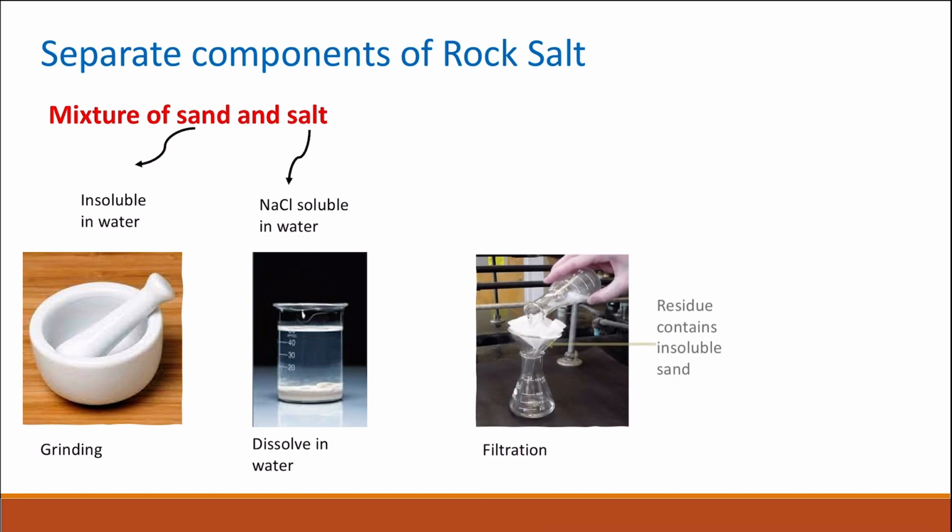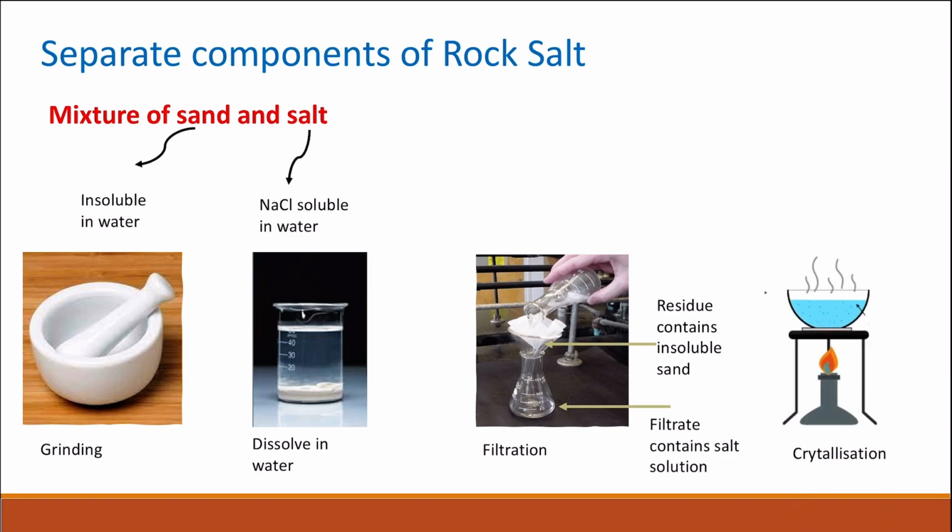So you filter, and when you filter, the residue will contain the insoluble sand, while the filtrate will contain the salt solution, which is sodium chloride dissolved in water. Now you need to separate the sodium chloride from water, and to do so, you will use crystallization in the same way as we explained, where you heat it, it concentrates, crystals are formed, and then they are filtered.